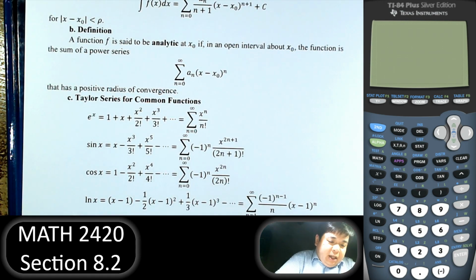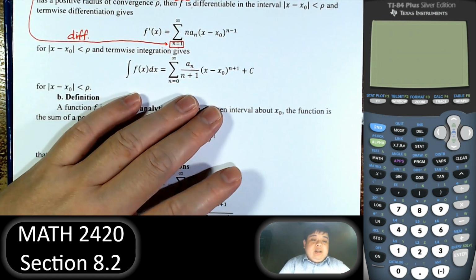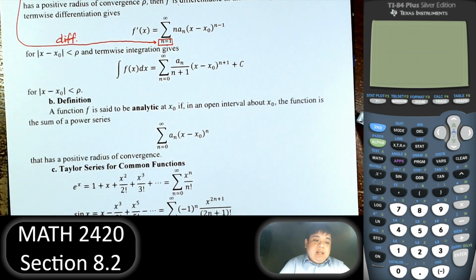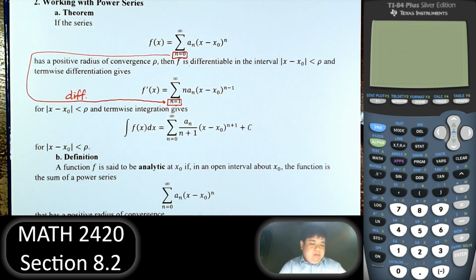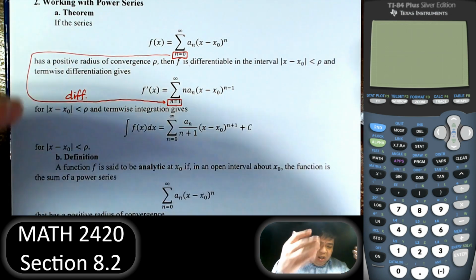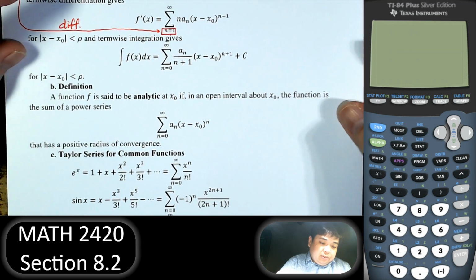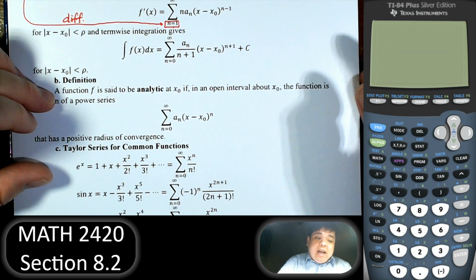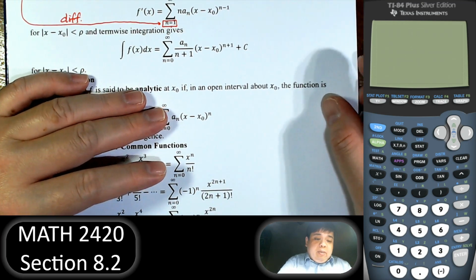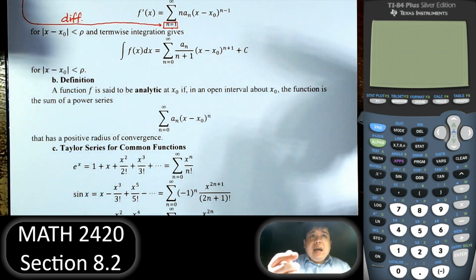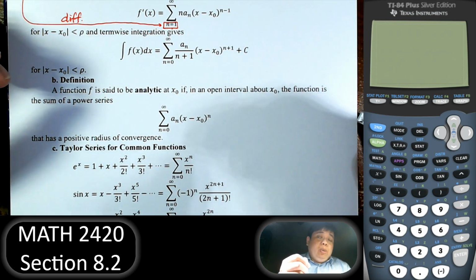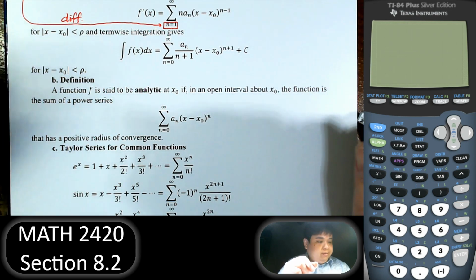Right. And when we integrate, we just integrate, and the index is still the same thing. So we can integrate term by term, or differentiate term by term. When we differentiate, the index will shift, not increase, but shift. A function is said to be analytic at x0 if, on an open interval about x0, the function is the sum of a power series. That means there is a power series representation for the function at that point.